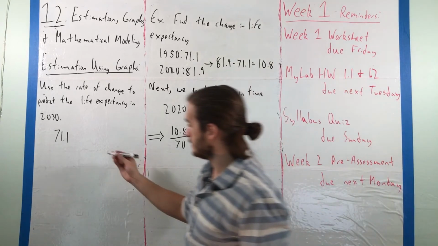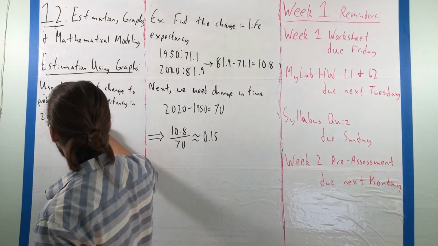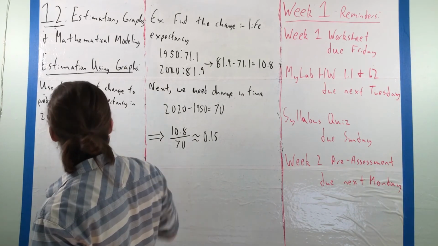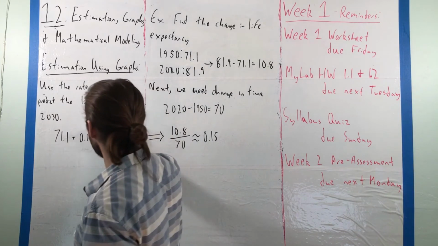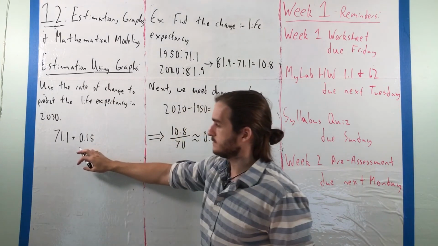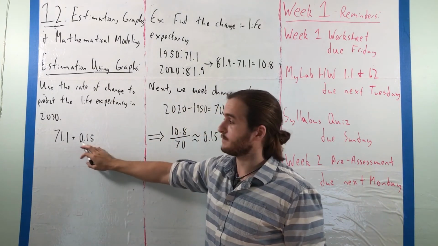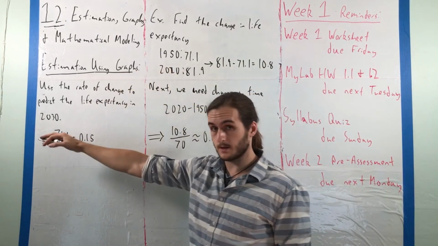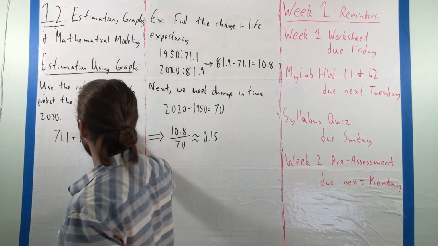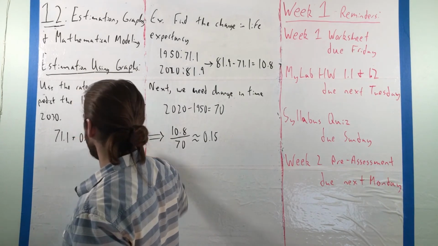So we add 0.15, excuse me, and then we multiply this, since this is a rate per year, by the number of years from 1950 to 2030. Multiply that by 80.